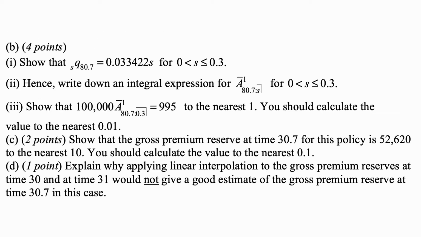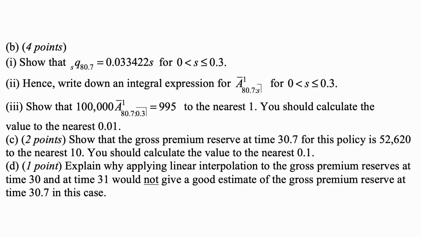Part B. Show that s q 80.7 is 0.033422 s for s between 0 and 0.3. Hence, write down an integral expression for A bar 80.7 colon angle s with a 1 above the 80.7 indicating term life insurance, for s between 0 and 0.3. Show that 100,000 A bar 80.7 colon angle 0.3 with a 1 above 80.7 indicating term life insurance is 995 to the nearest 1. You should calculate the value to the nearest 0.01.